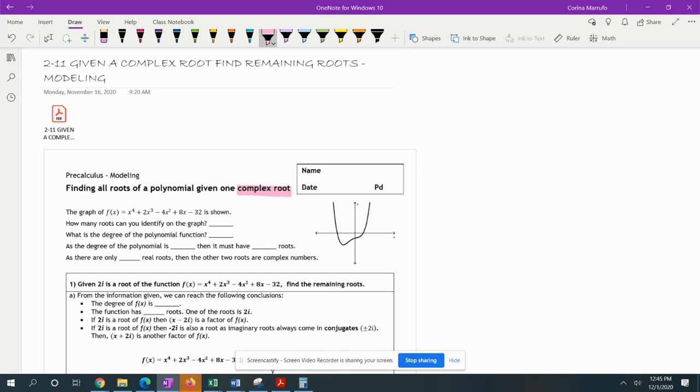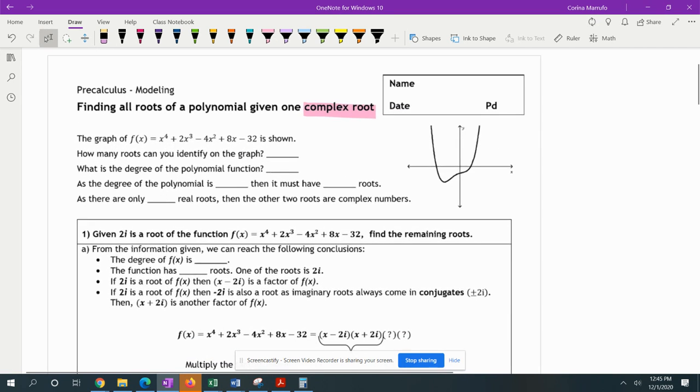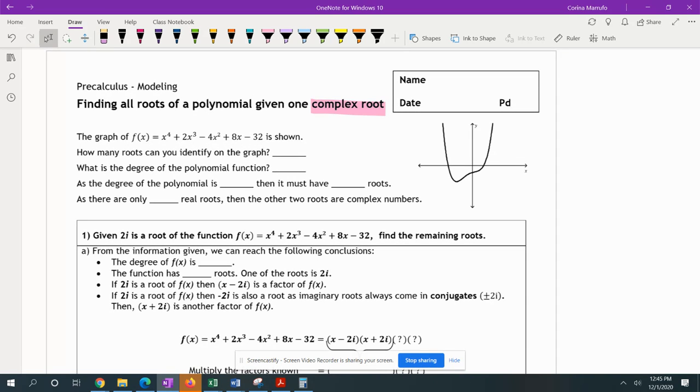So here it says a graph of f of x equals x to the fourth power plus 2x to the third power minus 4x squared plus 8x minus 32 is shown. So they show us the graph. It says, how many roots can you identify on the graph? Okay, so by looking at the graph, we can only see two roots, 1 and 2.